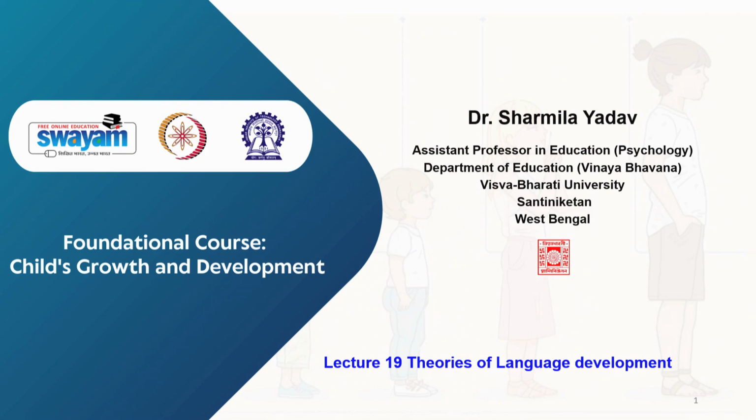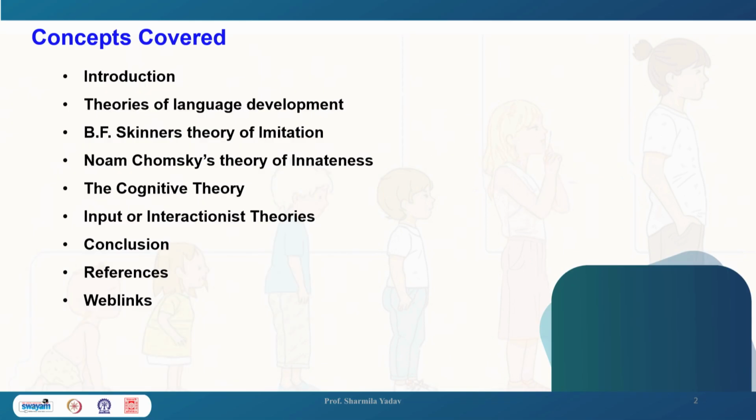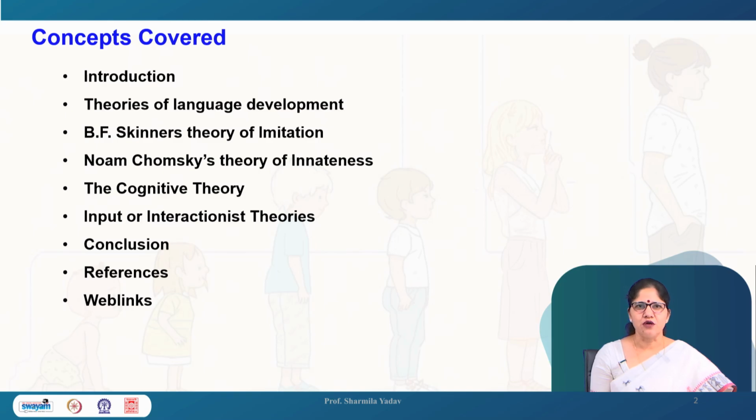Dear learners, welcome to week 4, lecture 19 of our course Child's Growth and Development, and we will do theories of language development. We are going to cover different theories like B.F. Skinner's theory of imitation, Noam Chomsky's theory of innateness, the cognitive theory, input or interactionist theories, and there are certain references and web links for your further studies.